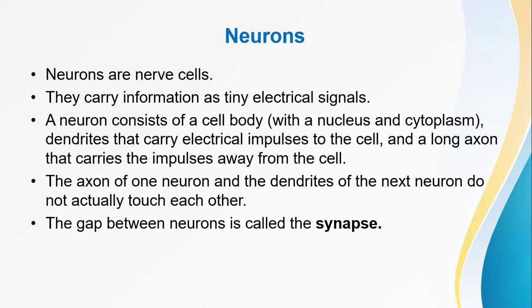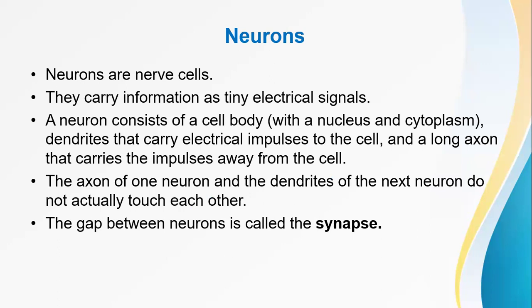Now, a neuron consists of a cell body with a nucleus in the cytoplasm, while also the dendrites that carry the electric impulses to the cell, and a long axon that carries the impulses away from the cell. So that's how these neurons are made up.